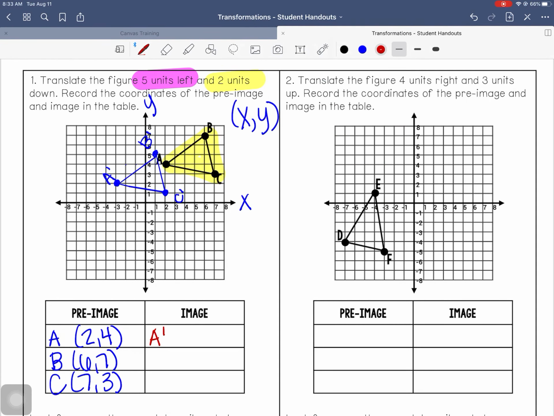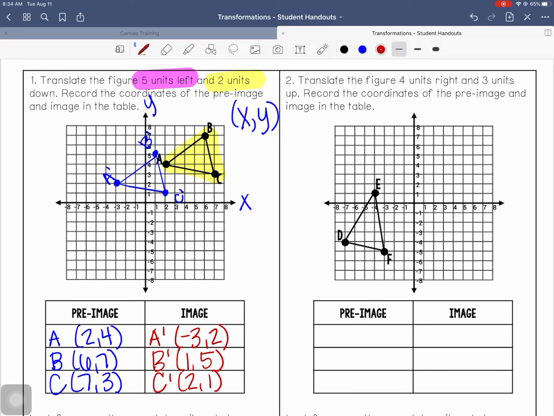Now we are going to move on to the prime. A prime is located at -3, 2. B prime is located at 1, 5. And C prime is located at 2, 1. We're going to do one more of those before we start looking at how these are connected.